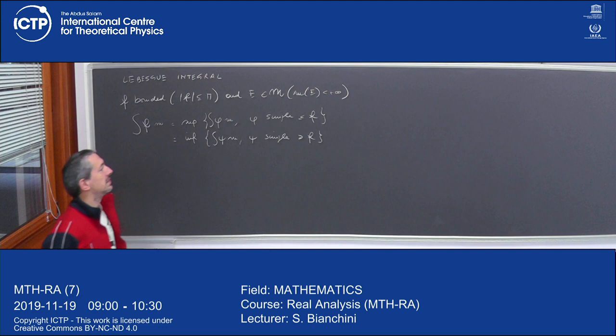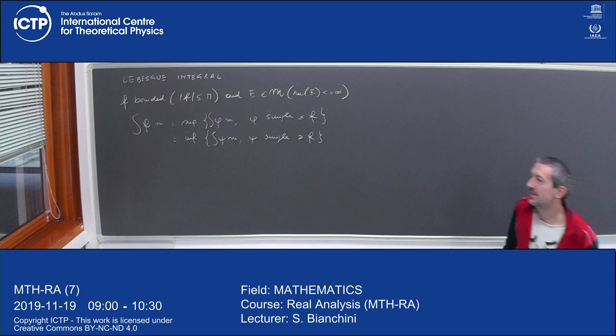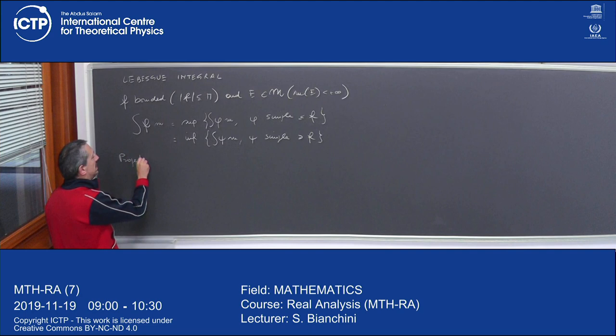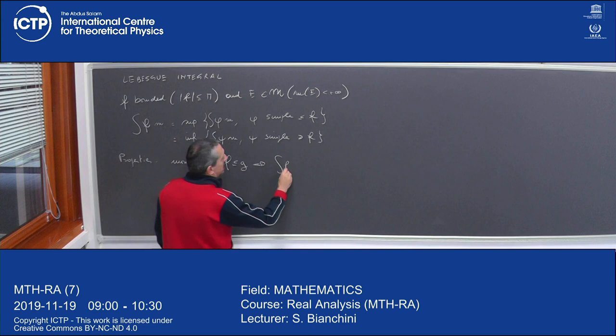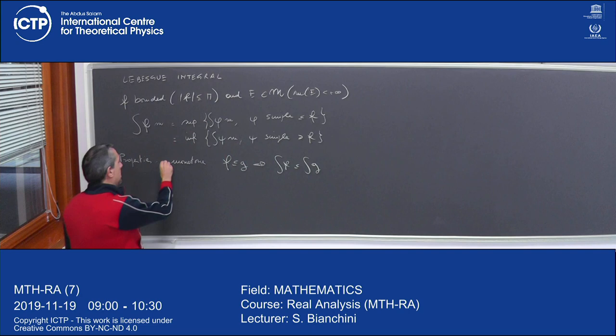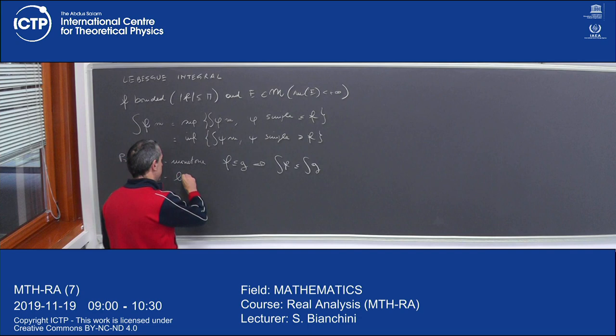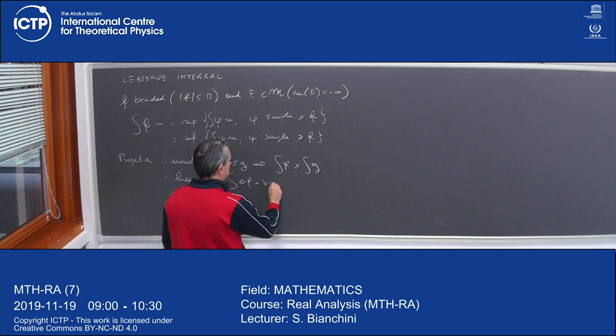And this integral has the properties we expect to have. So, it's monotone. So, f less or equal than g implies the integral of f less or equal than the integral of g, always in this class. It is linear. So the integral of a f plus b g is a times the integral of f plus b times the integral of g.